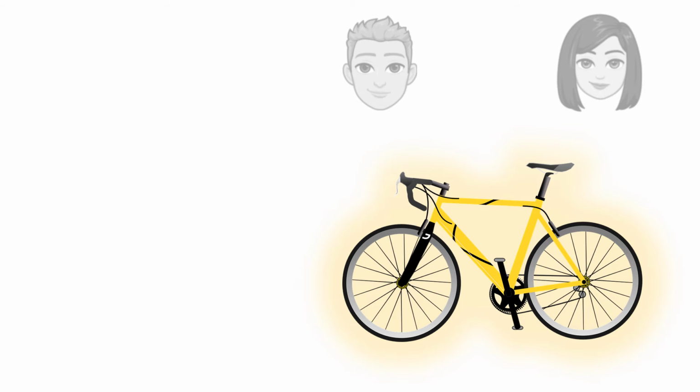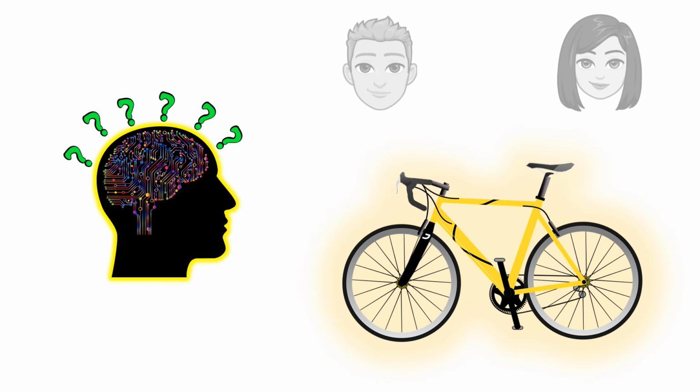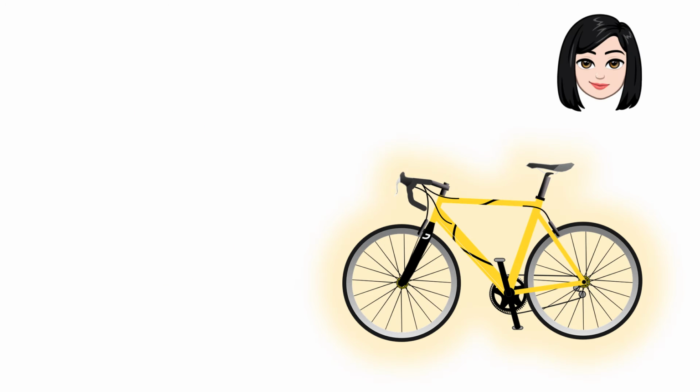Whose bike is it? His or hers? Guess. It's hers. It's her bike. This is his bike.